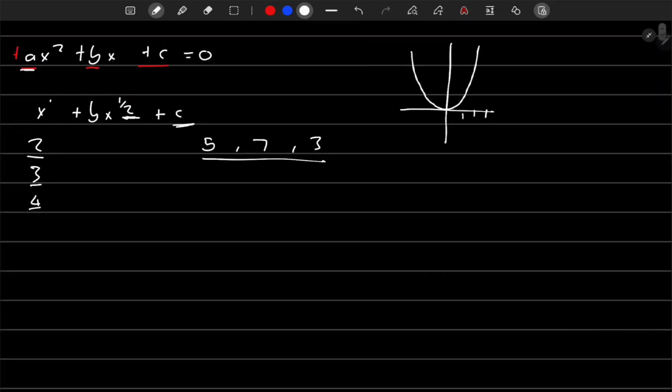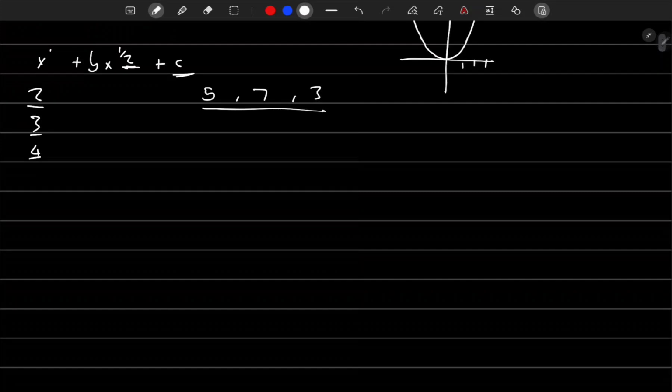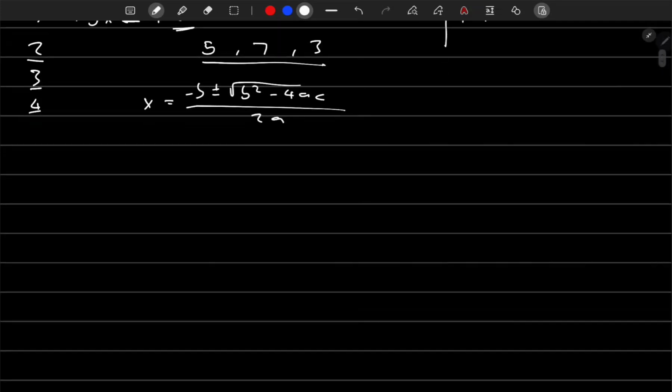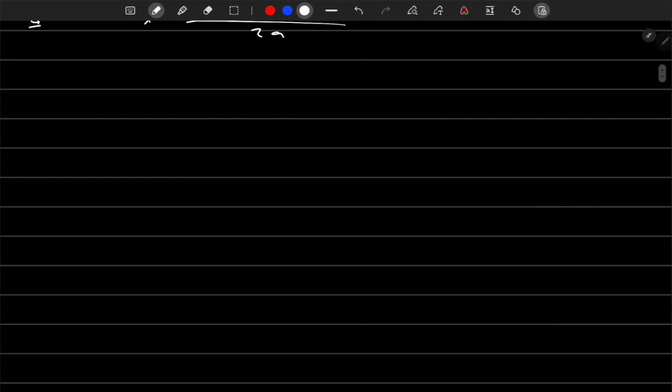And this is going to become useful whenever we're dealing with the quadratic formula, the one that says x equals negative b plus or minus the square root of b squared minus 4ac, all over 2a. So this is to know which one exactly is a, which one is b, which one is c, right? So that's it. So let's look at a couple of equations.